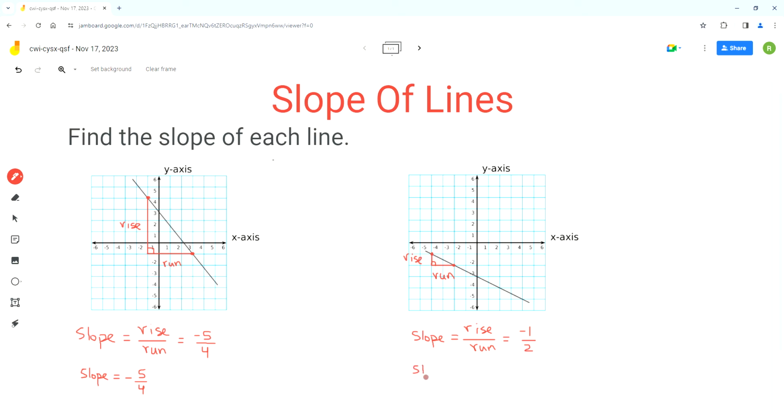And now we can write the final answer for the slope. Now we cannot reduce this fraction, so we can just put the minus sign in the middle, and the slope of this line is -1/2.